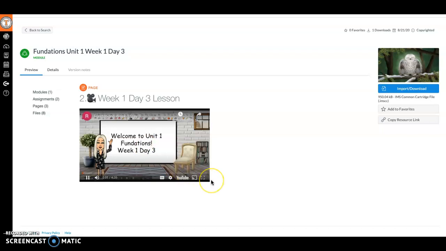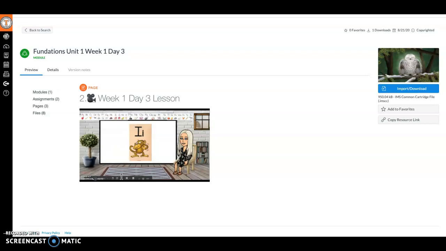Today in Fundations, we're going to learn about the letters I and U. When we write these letters, we're going to consider these plain line letters. Here we have I, itch, it. I, itch, it. You say it. I, itch, it. Very good.